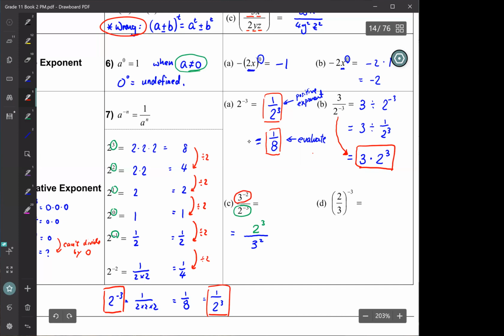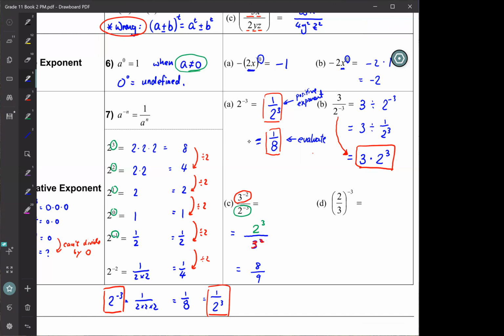Yeah. Okay, so look at the color, right? The red one goes to the bottom, the green one goes to the top, and then the negative just disappears. Okay, so the negative exponent just helps it to move to the other side, right? And then, if the question wants you to leave it in positive exponent, then that's it. Otherwise, you will evaluate, okay? 2 to the 3 will be 8, 3 squared will be 9, if they want you to evaluate.